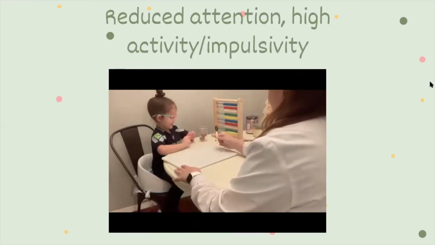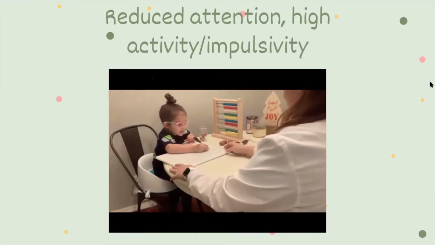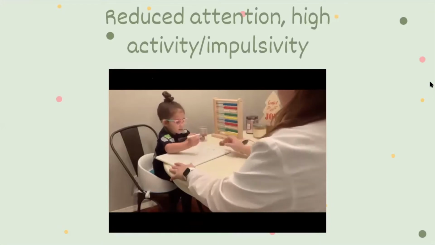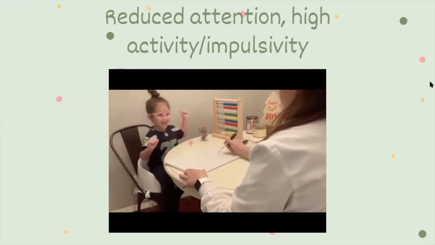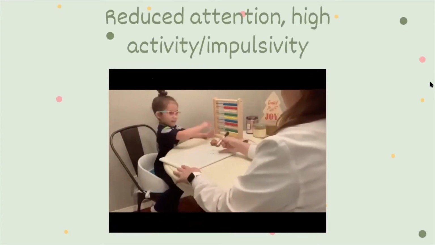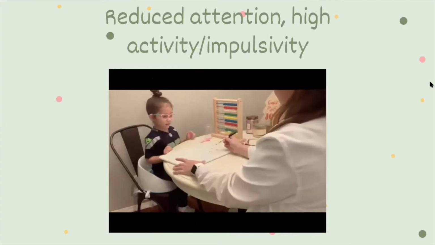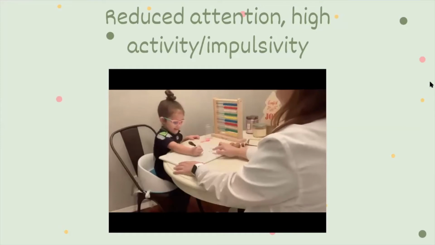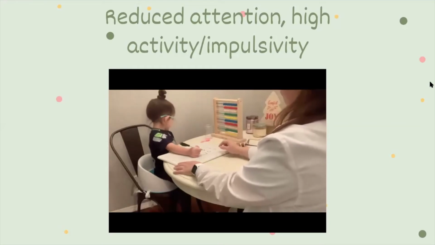In this example, we are going to demonstrate what reduced attention with high activity and high impulsivity is. In this particular example, you can see that the child is distracted by her environment and has difficulty paying attention to the task being asked of her. The examiner has to repeat tasks and instructions and initiate reinforcement strategies in an attempt to obtain the child's attention.